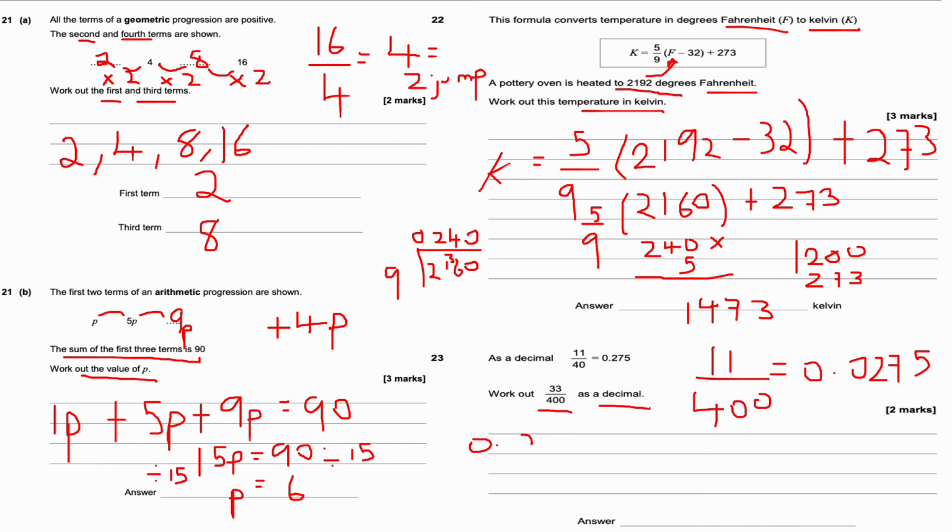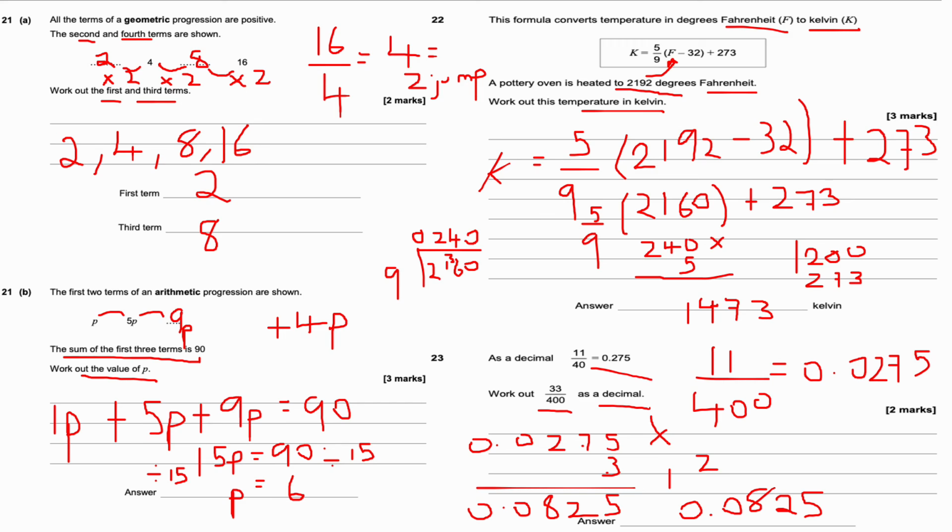I want to work out 33 lots of this, so I'm going to times this number by 3. 0.0275, I'm going to multiply that by 3. 5 times 3 is 15, 5 carry the 1, 3 times 7 is 21, add the 2 is 22, carry the 2, 3 times 2 is 6, add the 2 is 8, 3 times 0 is 0, and then 3 times 0 is 0 again. So it's 0.0825.